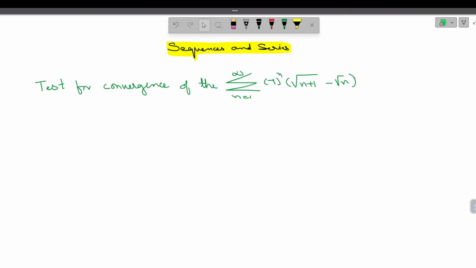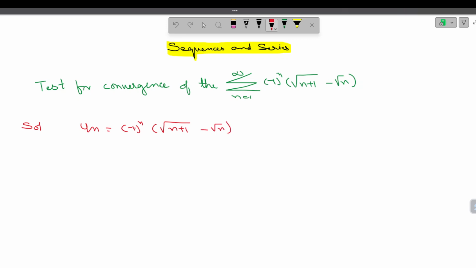Today we'll discuss one more problem on sequences and series. Test for the convergence of the series summation n equal to 1 to infinity, minus 1 to the power of n, times square root of n plus 1 minus root n. We have to decide the convergence or divergence of this series. First, what is un? un equals minus 1 to the power of n times square root of n plus 1 minus root n.